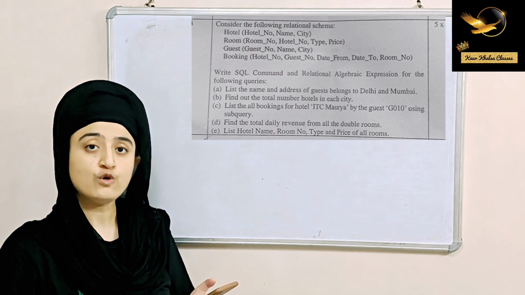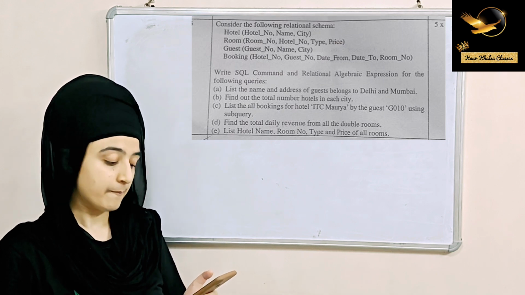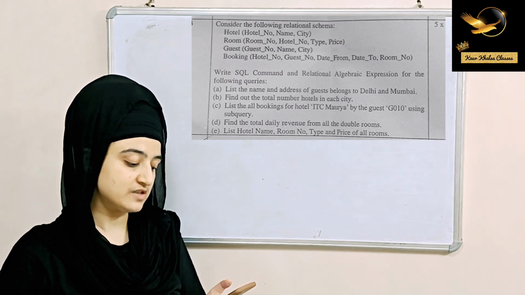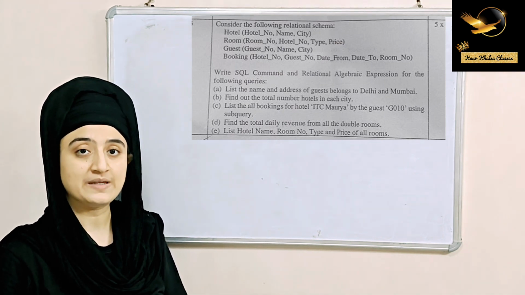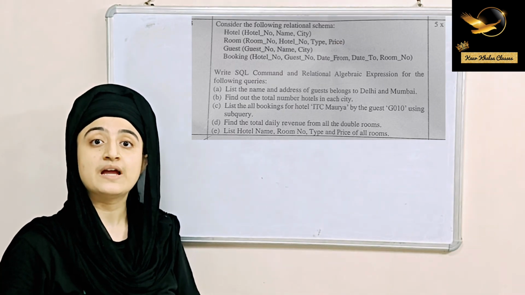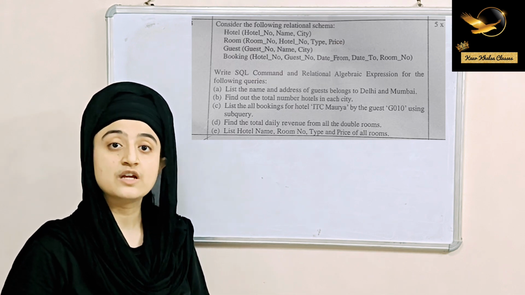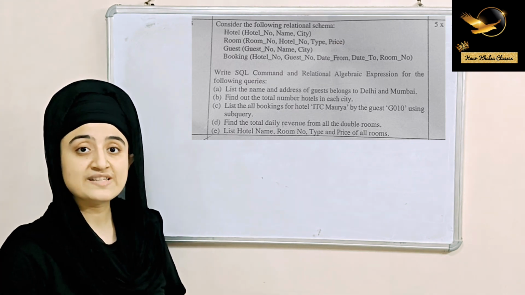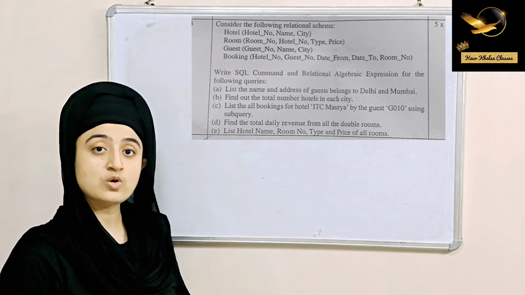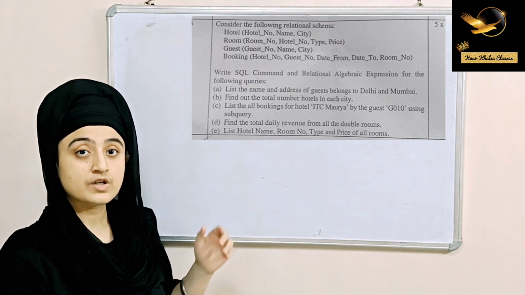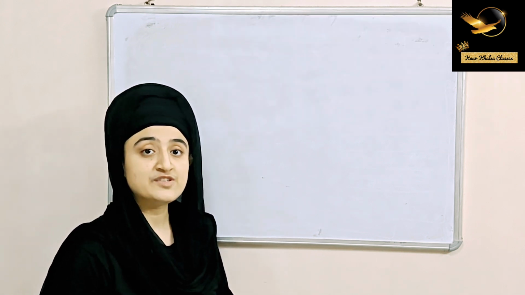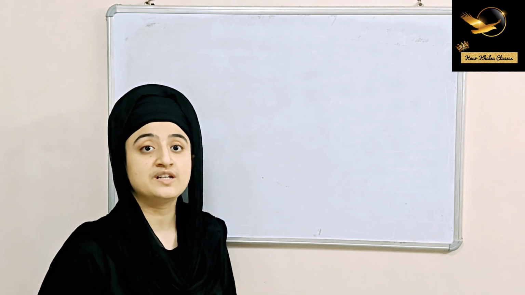So here we have to write the SQL commands. First part is, list the name and address of guests belonging to Delhi and Mumbai. So we have to select the name and address from the table guest, where city is equal to Delhi and city is equal to Mumbai. You can see in the question that there is no column named address. According to me, there should be a column named address, so I am assuming that the address column is present in the table guest.